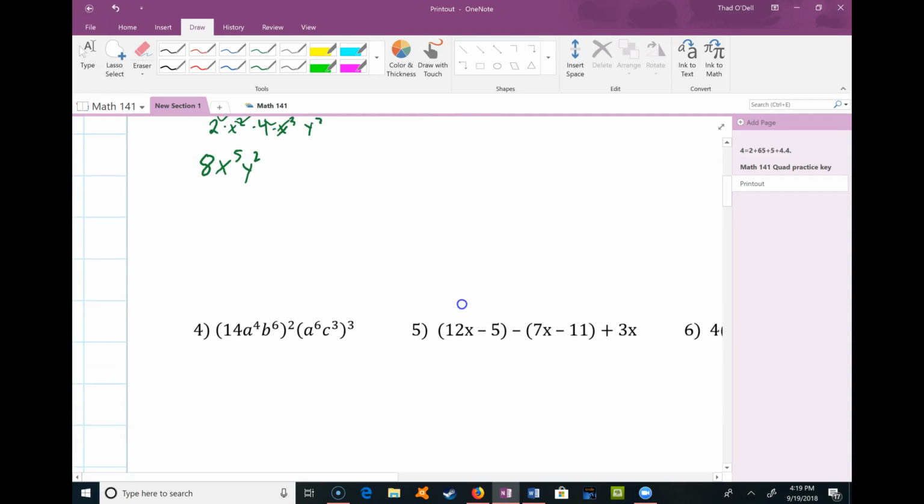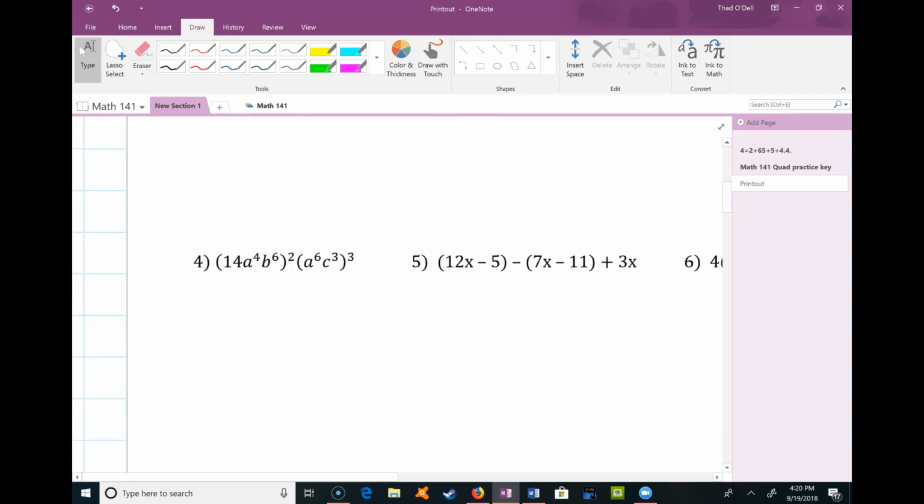Number 4 is very similar to this, so I'm going to hop down there. Same idea, but there's a lot more going on. We can apply that squared to everything in here, so this is really the same thing as 14 squared times a to the 4th squared times b to the 6th squared. 14 squared is 196. A to the 4th squared is a to the 8th. And b to the 6th squared is b to the 12th. Of course, all that's multiplied by this over here. A to the 6th to the 3rd is a to the 18th, and c to the 3rd to the 3rd is c to the 9th.